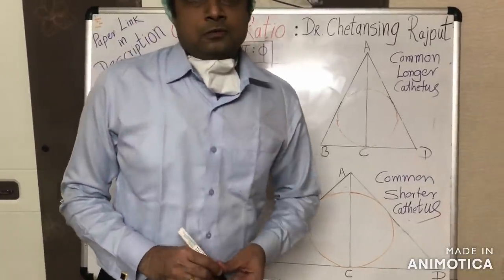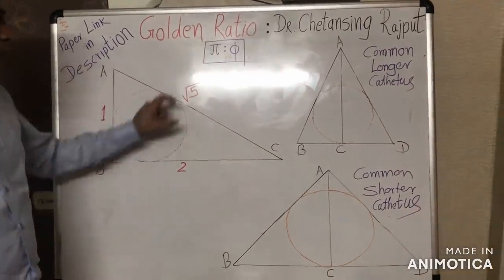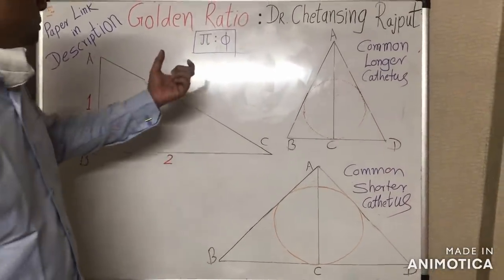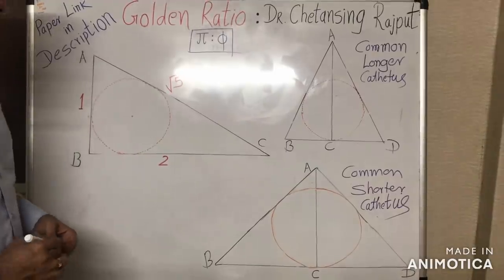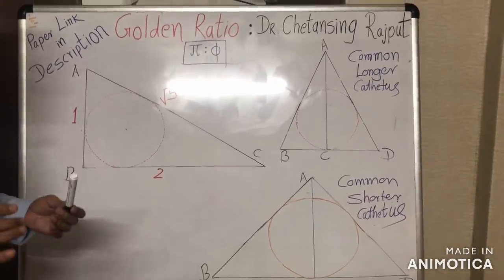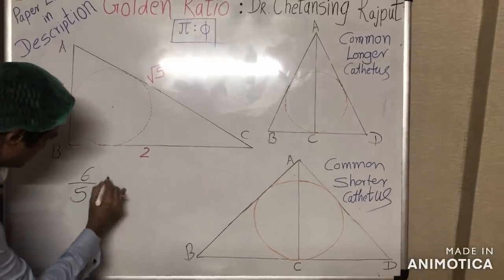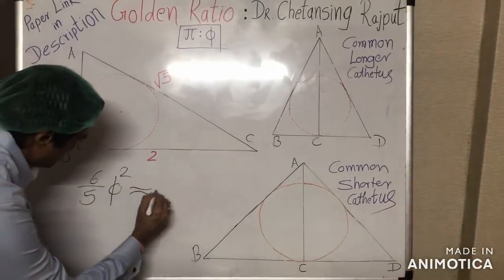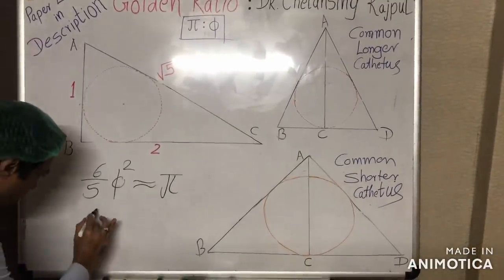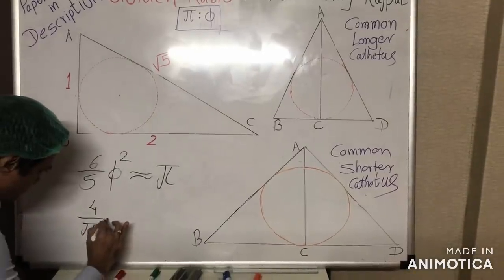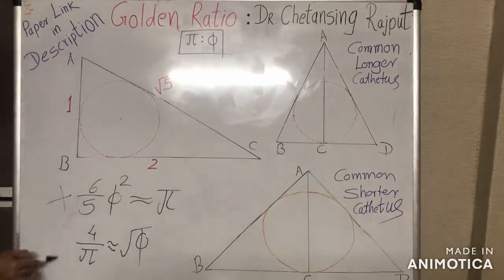Hello. On this part of the video, we will see how this triangle 1, 2, root 5 can be exploited to derive the precise pi-phi correlation. And the correlations we are going to talk about here are not fluky or imperfect equations like 6 upon 5 into the square of golden ratio approximately equals the value of pi, or another famous but imprecise equation like 4 upon pi approximately equals the square root of golden ratio. We are not going to talk about such equations.